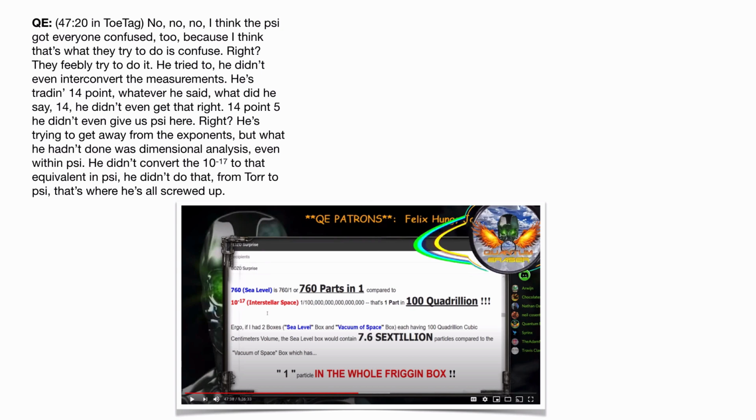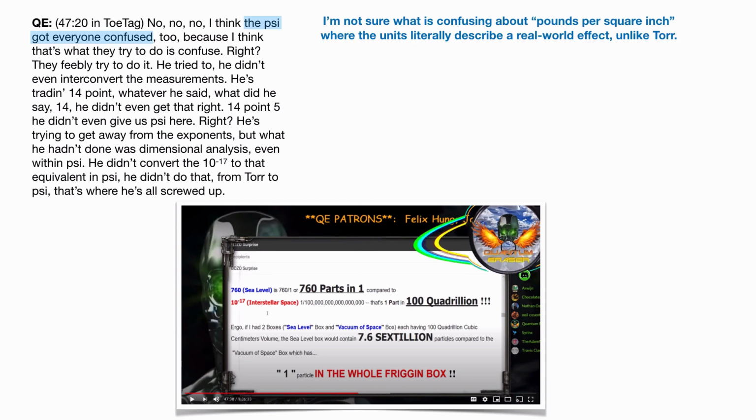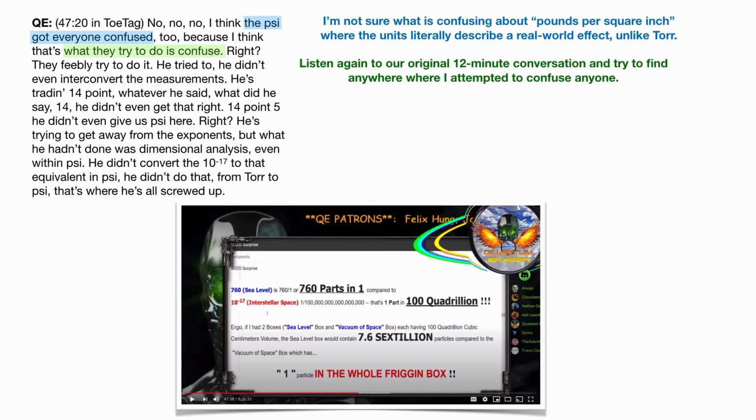All right, so this, I can't let that go without comment. Let's take a look at this. So again, he's talking about how PSI is confusing everybody, and I really don't understand what a unit of measure that literally describes what it is, pounds per square inch, a 15-pound weight on a postage stamp. It's very, very descriptive. Now, nothing wrong with torr, but torr is very hypothetical in comparison. So I'm trying to confuse.